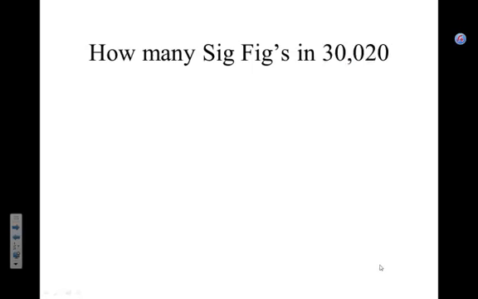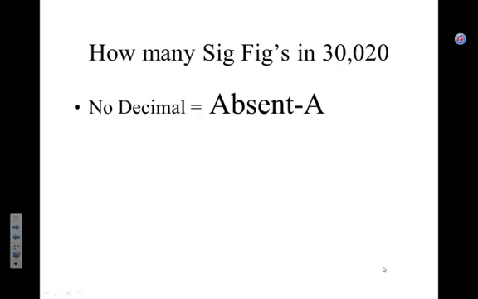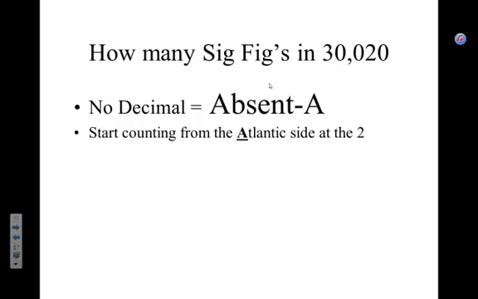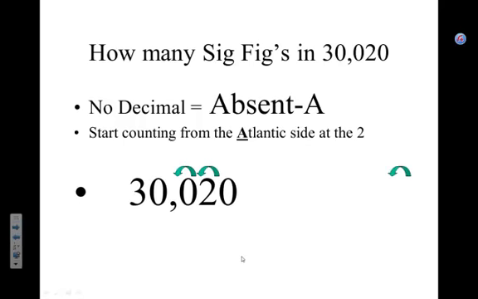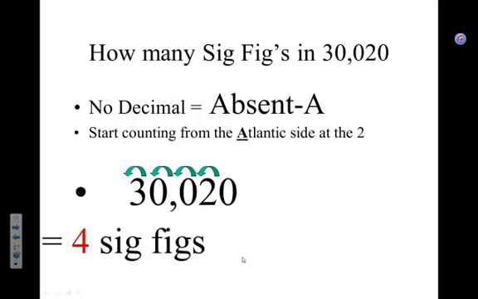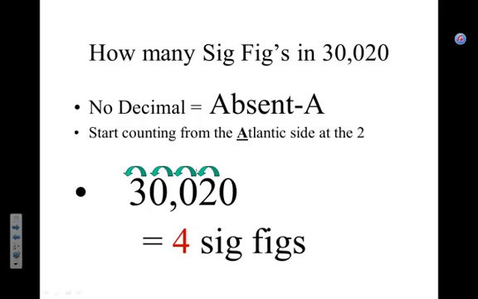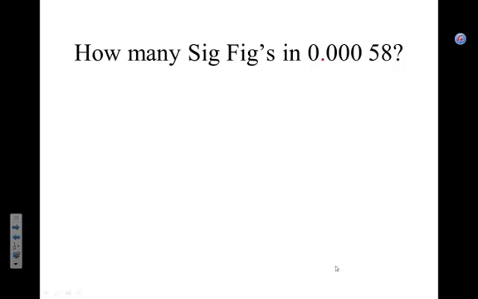So here's another number, 30,020. We don't see a decimal there, so we're going to start over on the Atlantic side. It's going to be over here, where the Atlantic would normally be. So we'll start counting at the 2, and I count 4 Sig Figs there. 1, 2, 3, 4.